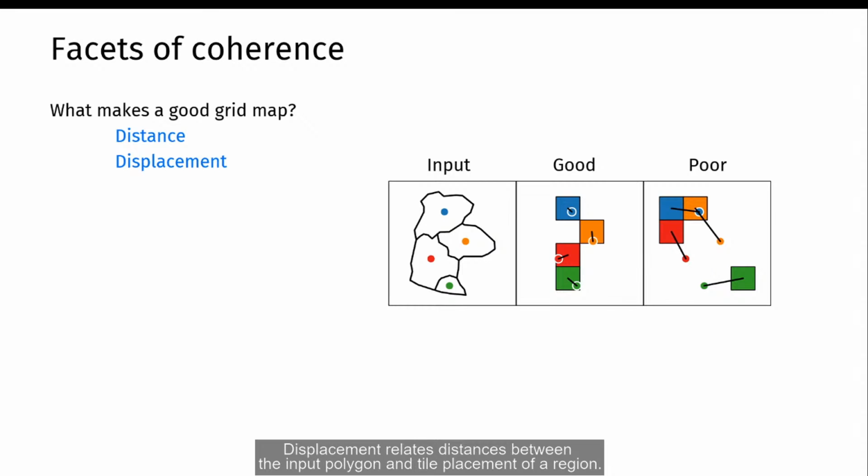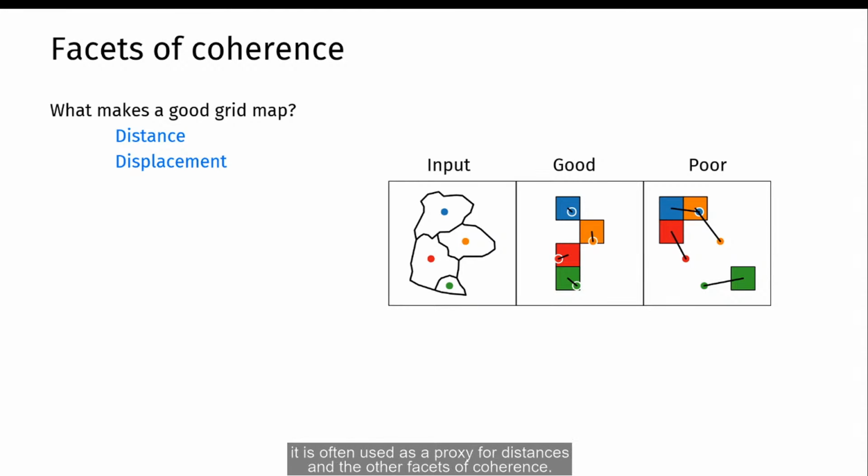Displacement relates the distance between the input polygon and the tile's placement region. Ideally, we want tiles to be positioned closely to the point that represents the region. In the middle figure, the tiles are indeed much closer to the original position compared to the grid map on the right. While displacement is not a facet of coherence by itself, it's often used as a proxy for distances and the other facets of coherence.